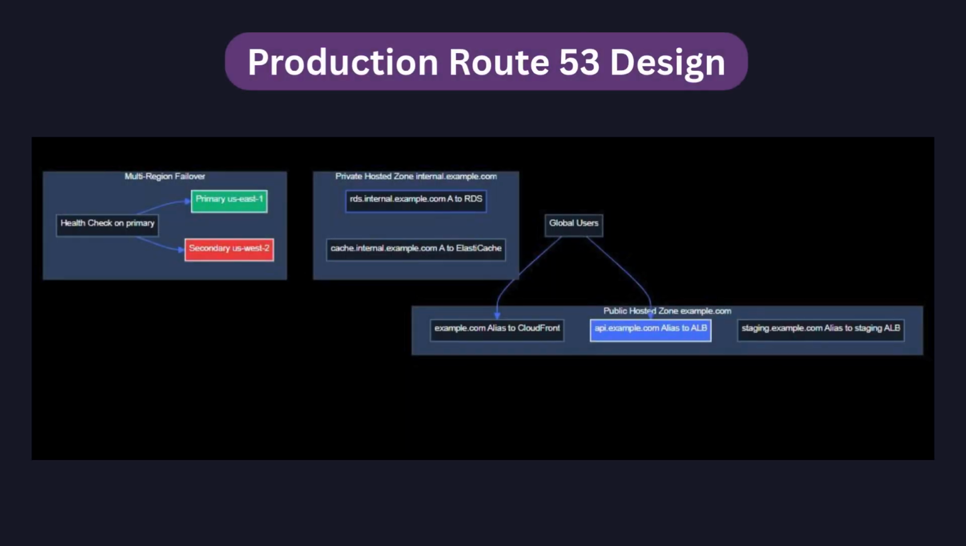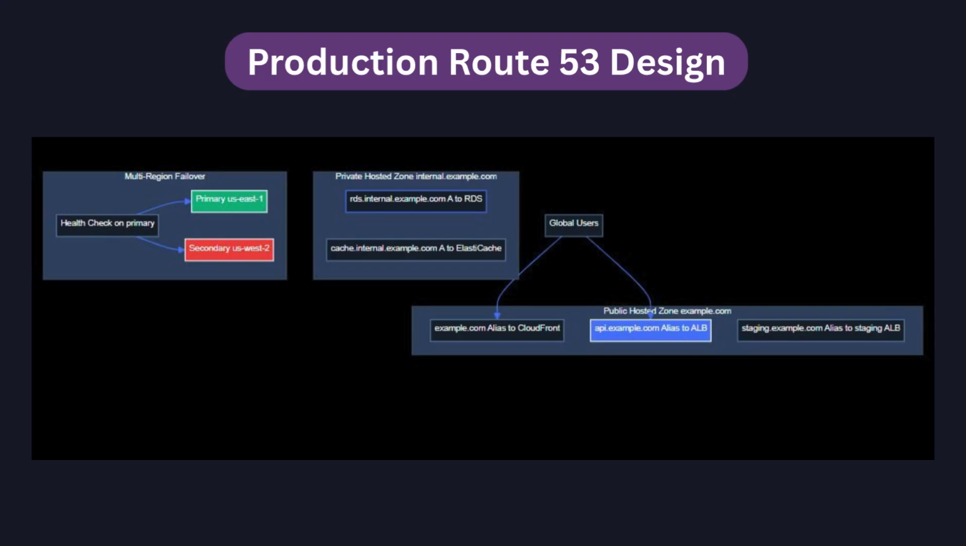Production Route 53 design. Production Route 53 design uses both public and private hosted zones together. The public hosted zone handles internet traffic where the main domain points to CloudFront using alias records. API subdomains point to ALB, and staging environments point to separate load balancers.